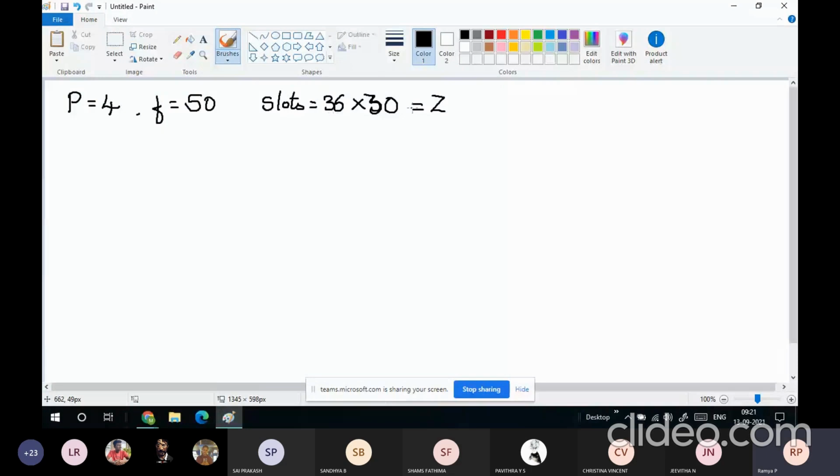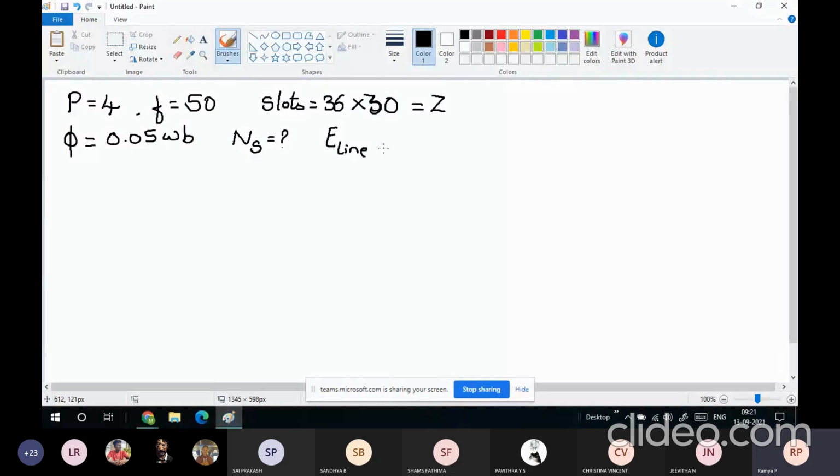The useful flux per pole is 0.05 Weber. Find the synchronous speed and the line voltage. Line voltage means you should calculate E line, the line voltage on no load condition.